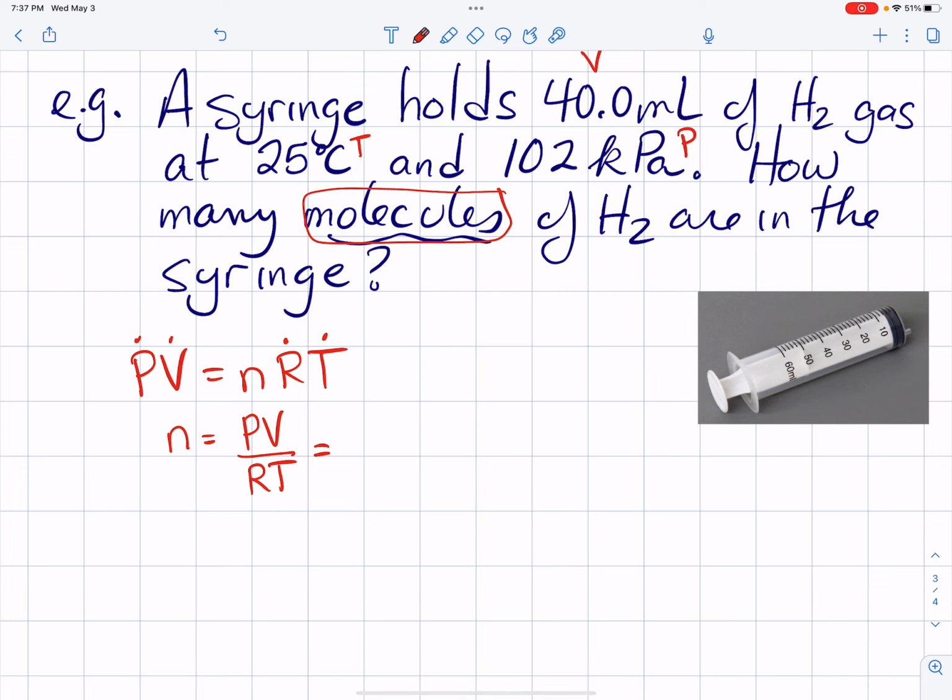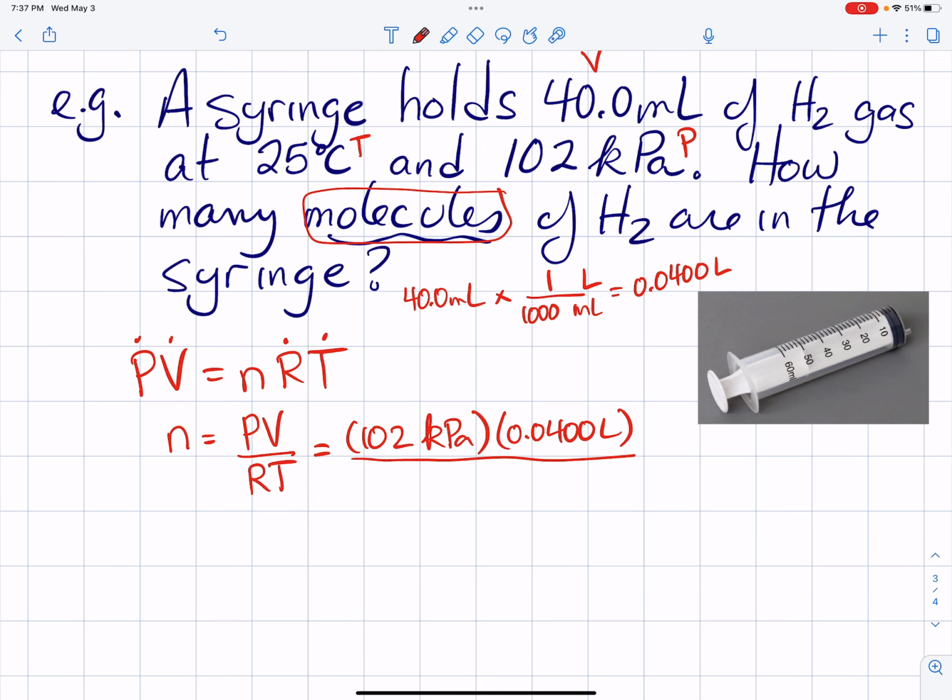Let's put our numbers in. The pressure was 102 kPa. There's nothing wrong with that. We can use that. The volume was 40 milliliters. So let me go up here and switch that. 40.0 milliliters. I have to use liters. So I'll switch it to liters with the unit multiplier. A liter has 1,000 milliliters. So on my calculator, that gives me 0.0400 liters. So there's our volume.